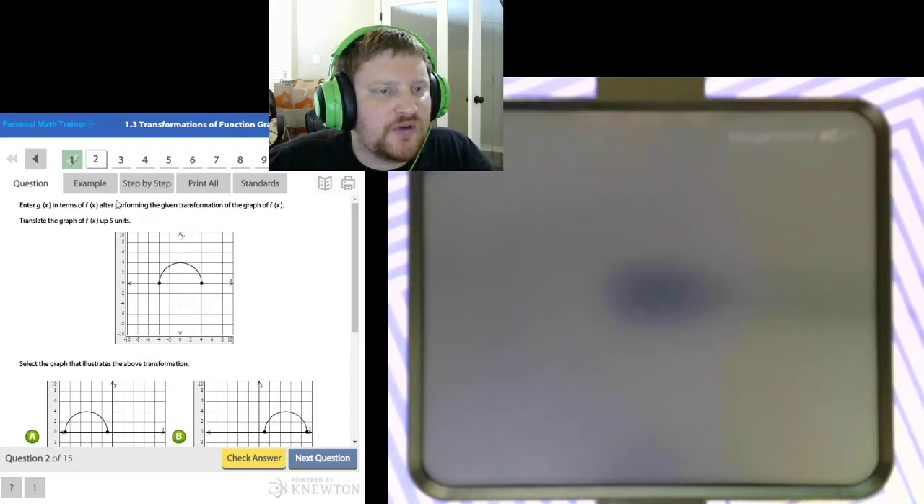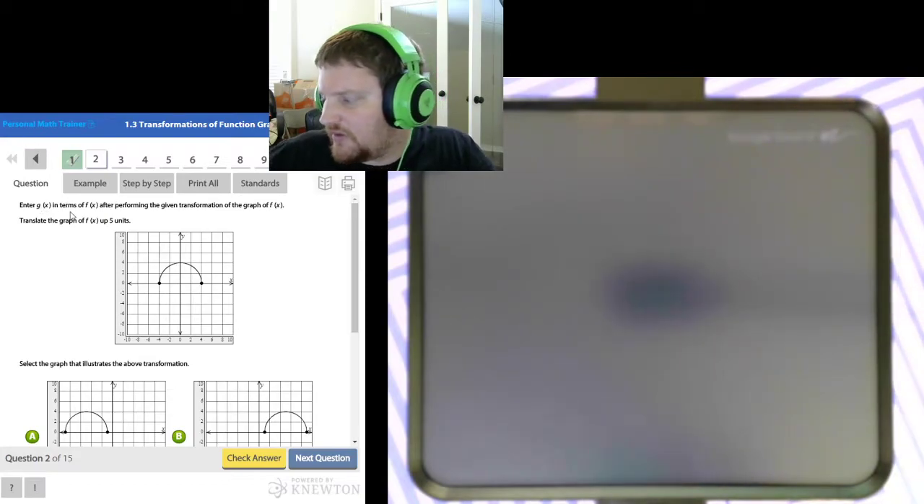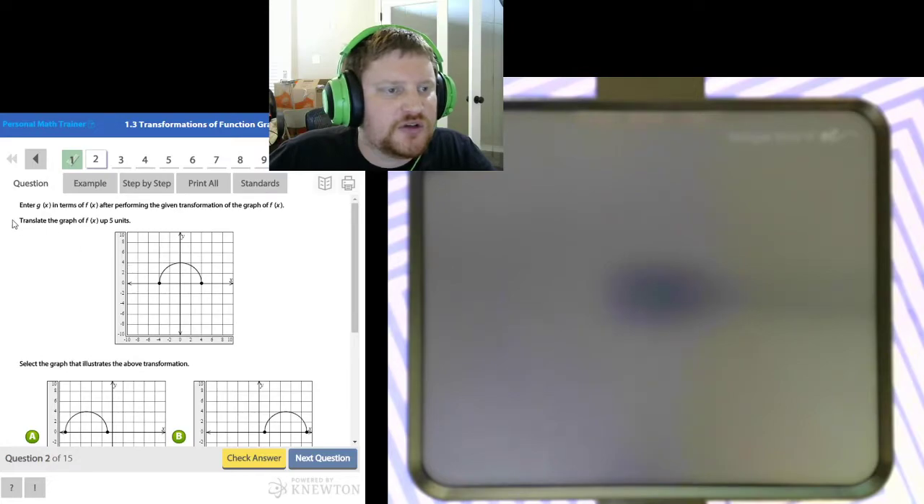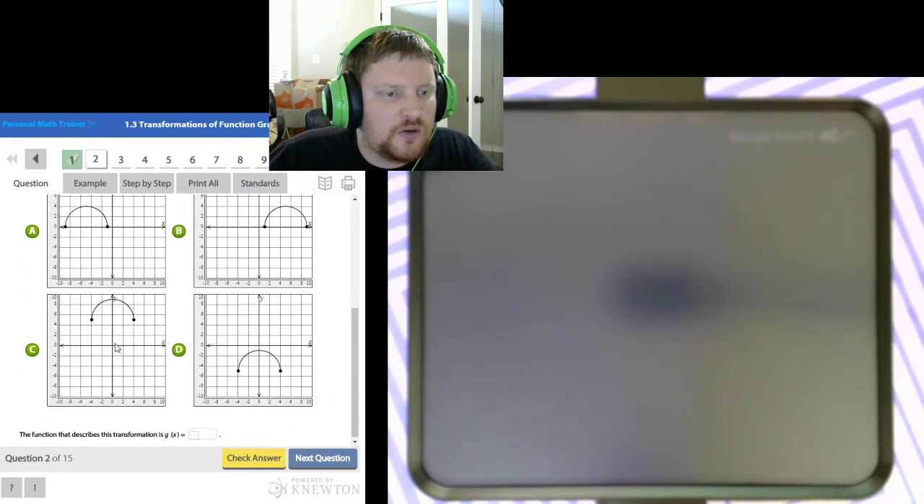Next question. Enter g of x in terms of f of x after performing the translation. So we've got the exact same type of question, except this time we're going to move it up 5. So looking at my scale, once again, it's moving by 2's. So I'm going to move up 2 1/2. And I want it to still be centered. So I'm going to look for a graph that's got this point up 2 1/2. So it's going to be at 9. Here we have a point that's at 9. So C is my graph.